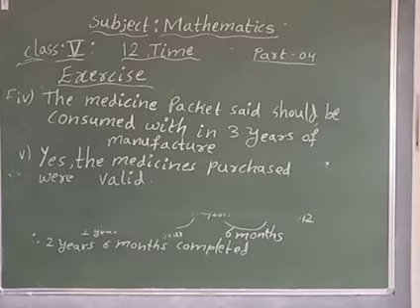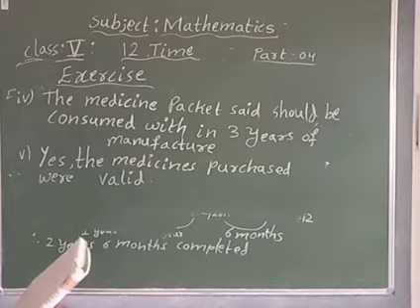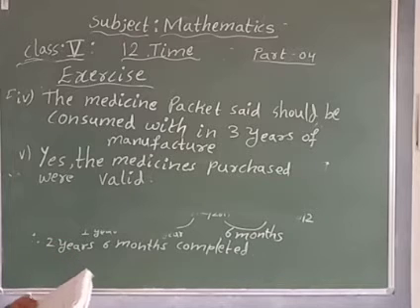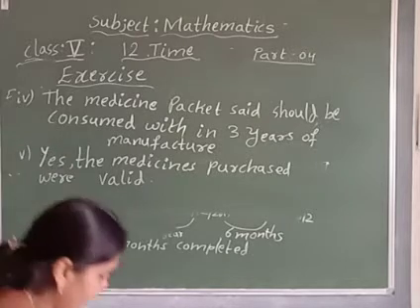So now the next one, the sixth one. In the following table, timings of trains departing from Hyderabad to various places are given in the 24-hour clock. Try to write them in the 12-hour clock. So they are given in 24-hour clock time only, and you will convert them into the 12-hour clock. So write first, please.